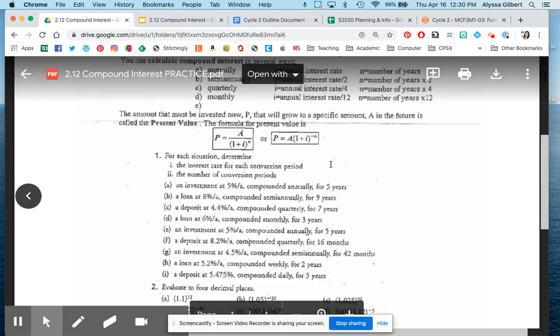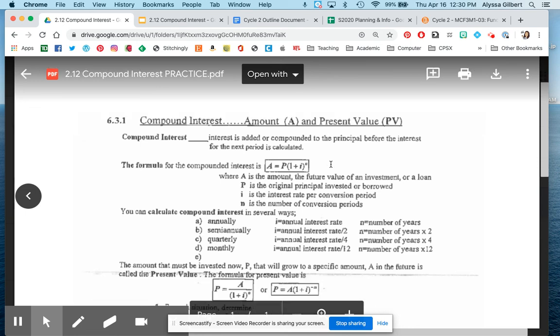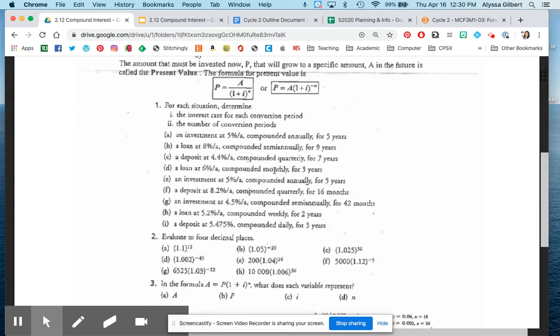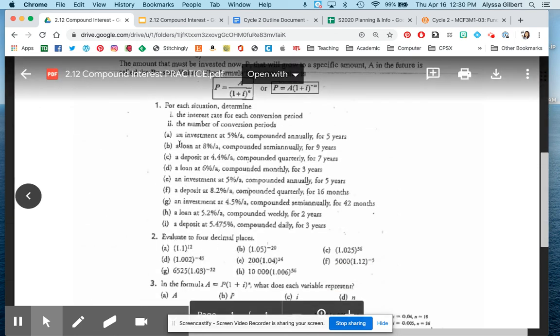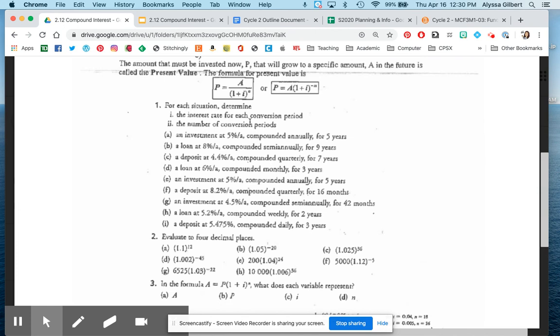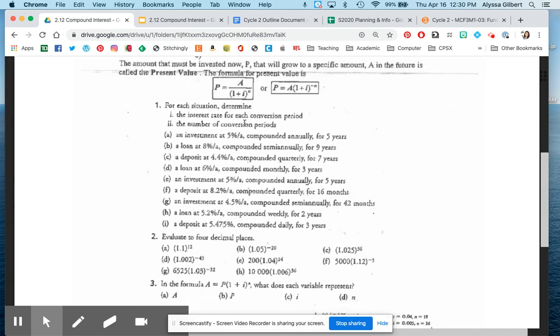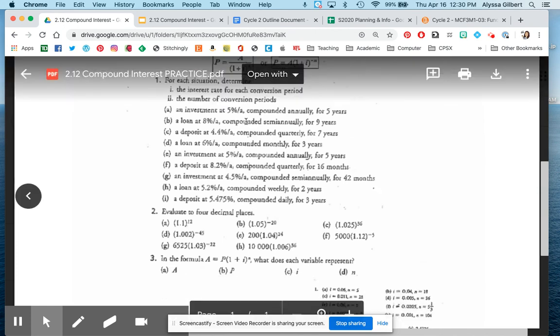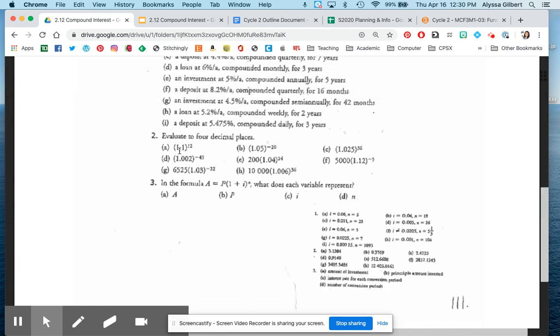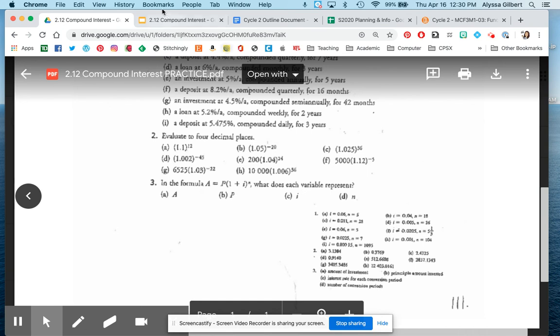Here is the practice. It looks like this. For question 1, you're just going to do exactly what we just did in the table. Just so you know, conversion period just means compounding period. And number 2 is basically, can you use your calculator to get the right answers? The answers are down here, so make sure you can put these into your calculator properly to get the answers down here. And the last question is just definitions.